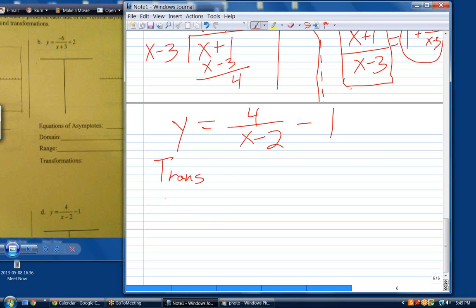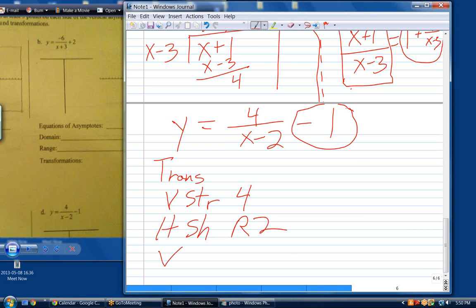Vertical stretch of 4, and a horizontal shift right 2. And then is that a horizontal shift down 1? A vertical. Whenever the number comes at the end, it's always vertical. Well, it doesn't really matter whether it's at the end or not. They could have put it up front, minus 1 plus this, and it would still be a vertical shift of 1 down.